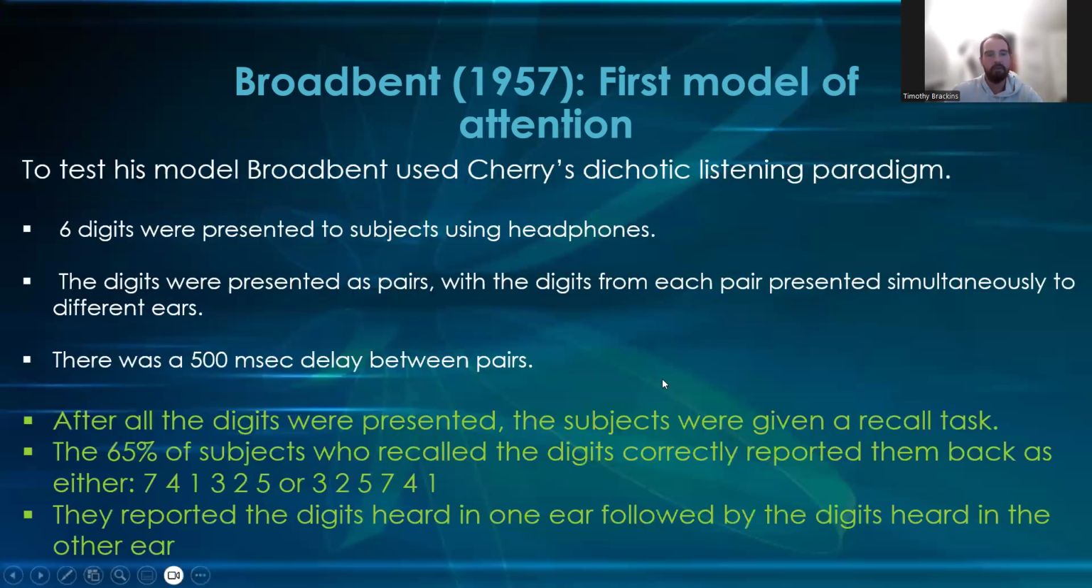So what did they find? Well, he found that 65% of subjects who recalled them correctly reported them back as either 741-325 or 325-741. Okay, so what does that mean? It means that they reported the digits heard in one ear, followed by the digits heard in the other. Right? So they get the digits in the right ear, then they report those, then the left ear, report those.